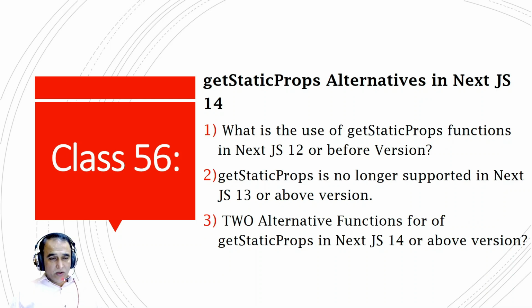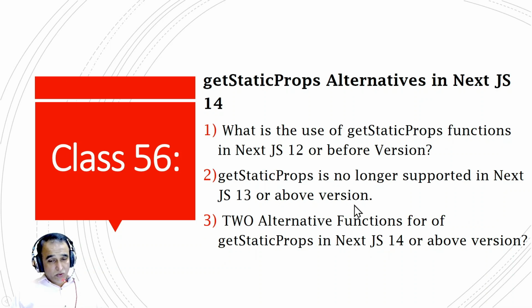Now how can we do static rendering, or what is the alternative of getStaticProps for achieving client-side rendering or static rendering in Next.js 14? In previous videos also I have explained what is client-side rendering, what is server-side rendering, and how we can achieve all these things. But in this video I am explaining in terms of the getStaticProps alternative. There are two alternatives in Next.js 14 that can work similar to getStaticProps.